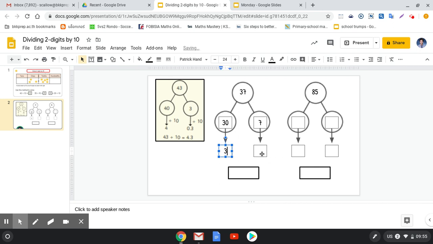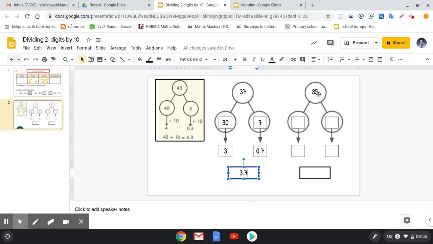Now imagine the same thing with that 7. You've got 7 counters in your ones place value and you move them all one place to the right, so they become 7 tenths. So a 0.7 or 7 tenths. Now if I put them together, it would make 3 and 7 tenths. So I know that 37 divided by 10 is 3.7 or 3 and 7 tenths.